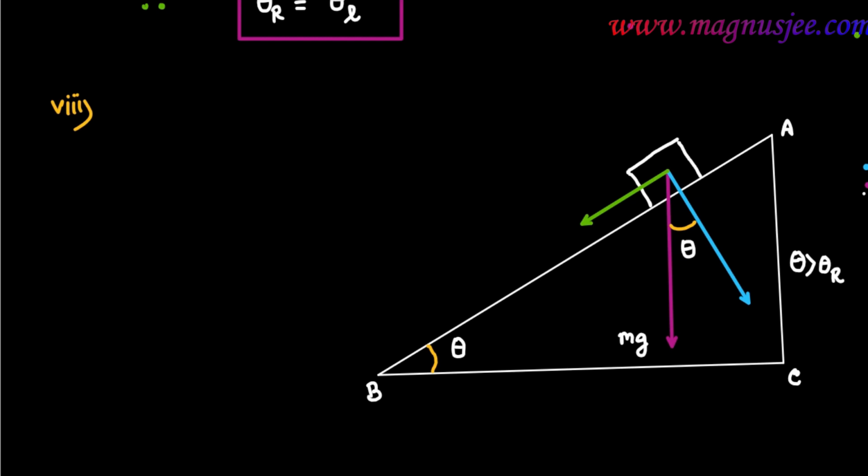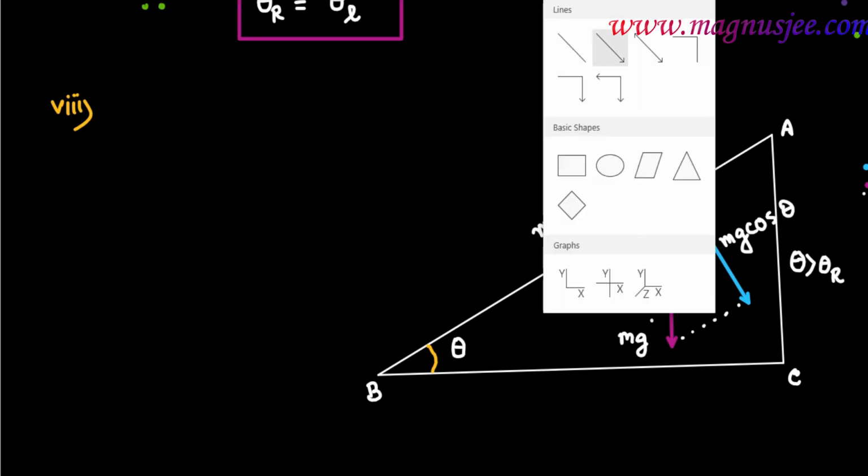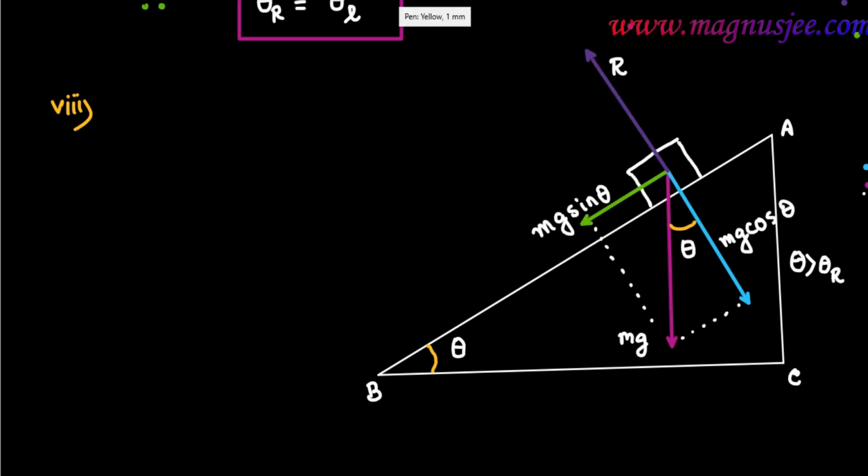We can draw the imaginary rectangle, assuming mg as diagonal. mg cos theta and mg sin theta are the rectangular components, such that the mg cos theta component is perpendicular to the inclined plane AB, and the mg sin theta component will be parallel to the inclined plane AB. And this is the normal reaction R, which acts perpendicular to the inclined plane and upwards.